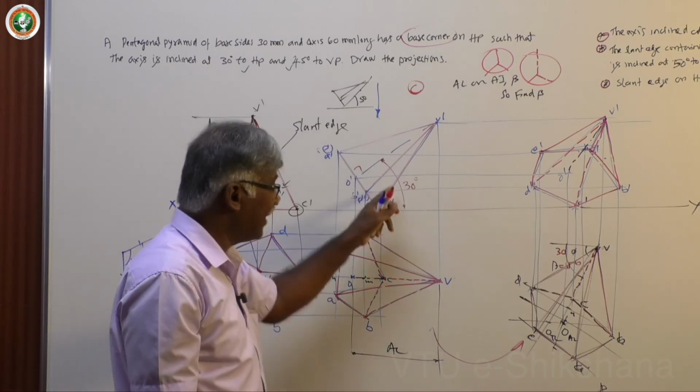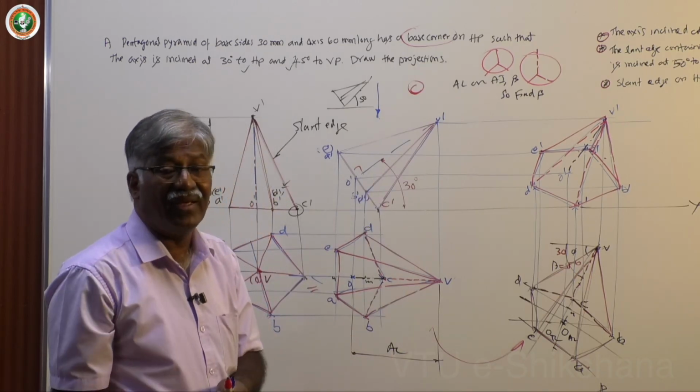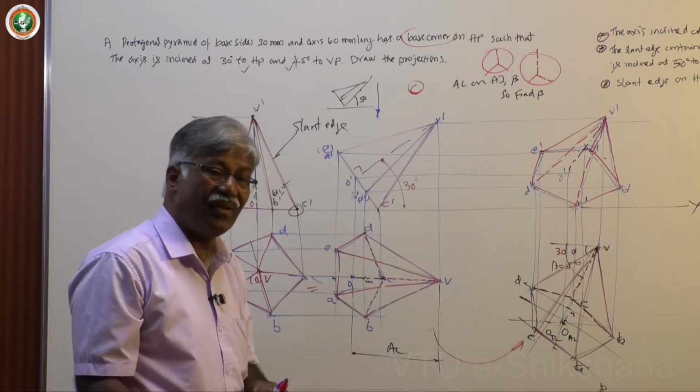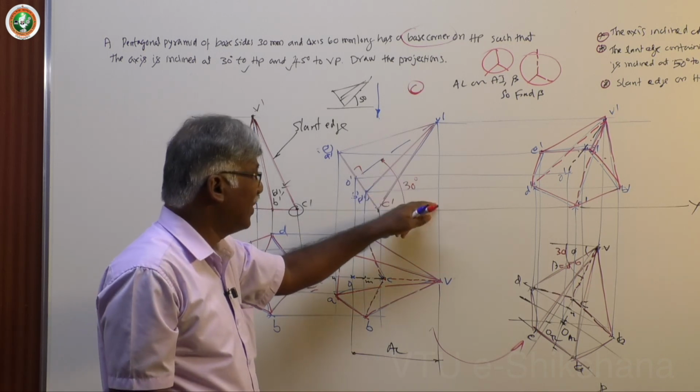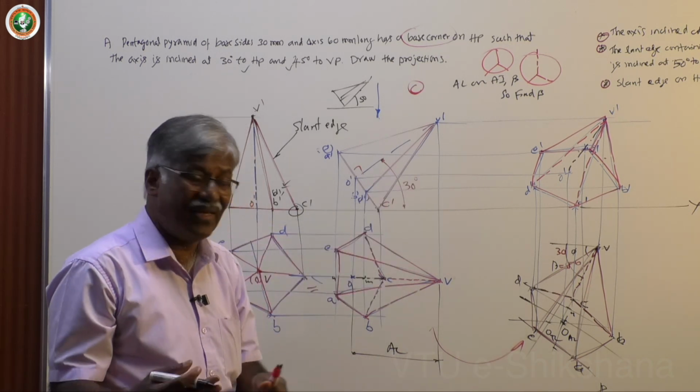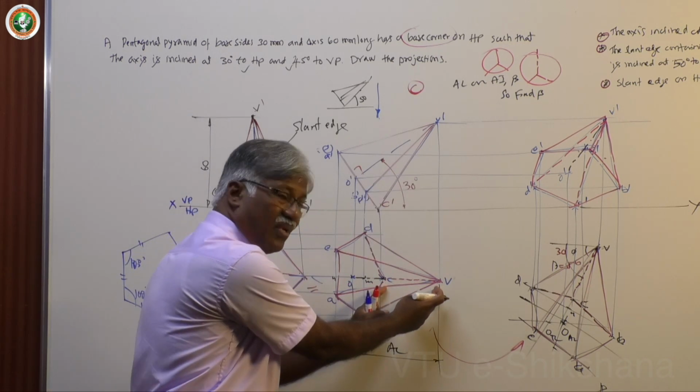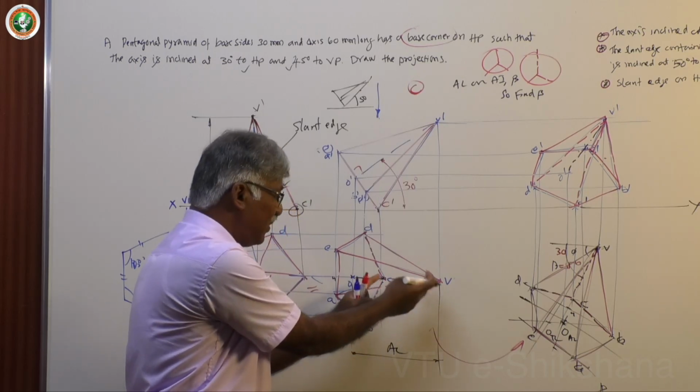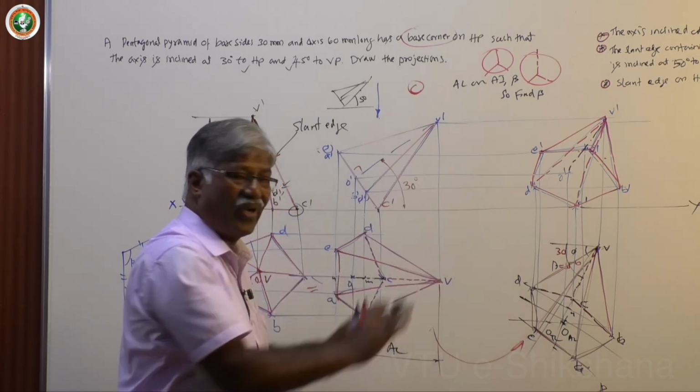It is not necessary that only the slant edge should be given for the apparent angle, but the slant edge can be given. This is inclined at 50 degrees and some degree to VP. Then the slant edge also has been reduced, that is the apparent length. With this apparent length and this true length, you find beta.